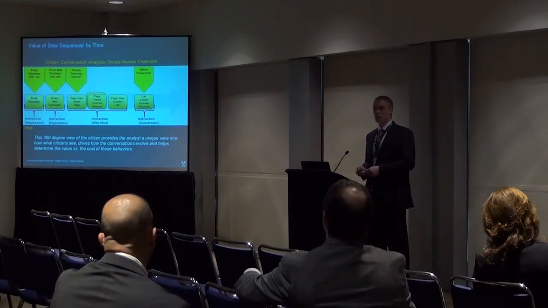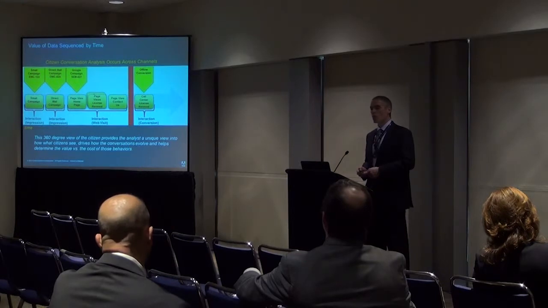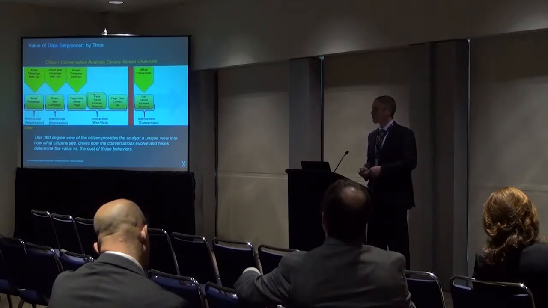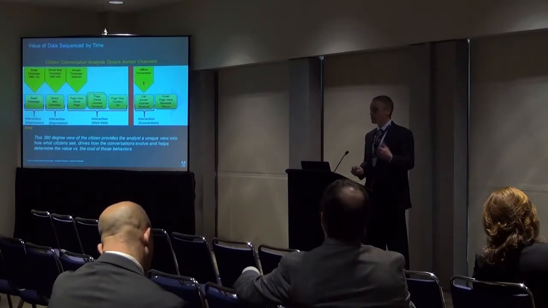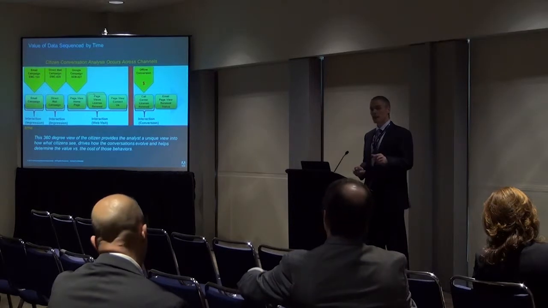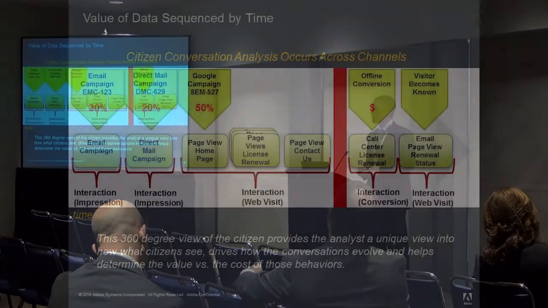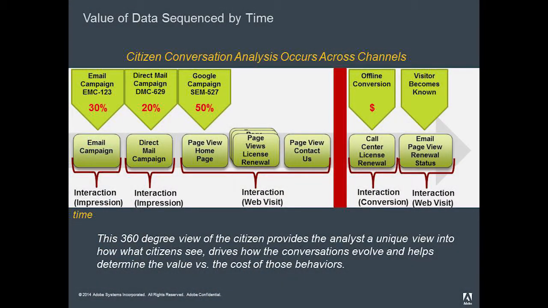There's an offline conversion, if you want to measure that as a conversion, that's occurring in the call center. But there's a giant wall between the offline conversion and the behavior that occurred online, because the person was not known online. But what if after that call center conversion, an email is sent to that individual that drives them back to the website to check on the status of their renewal. At that point, if they click on the link in the email, we can capture an identifier, a citizen identifier, which means that that visitor can now become known in the online channel.